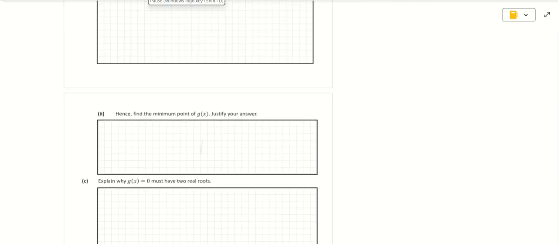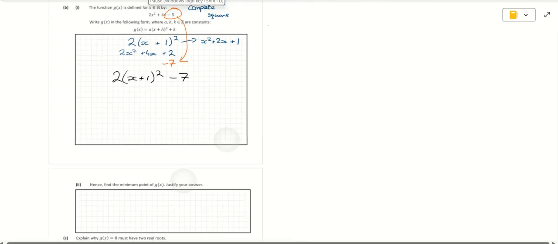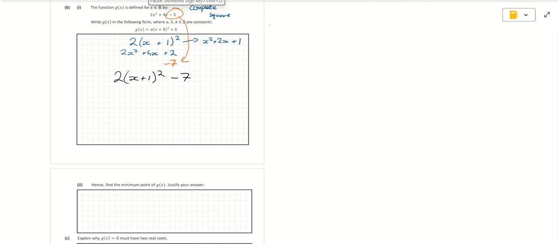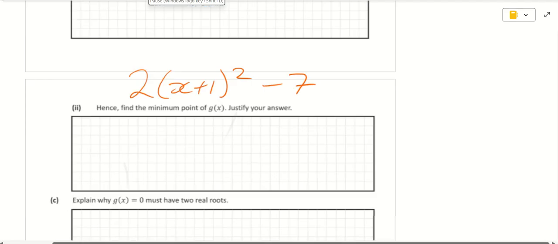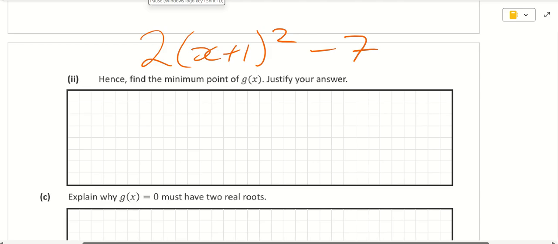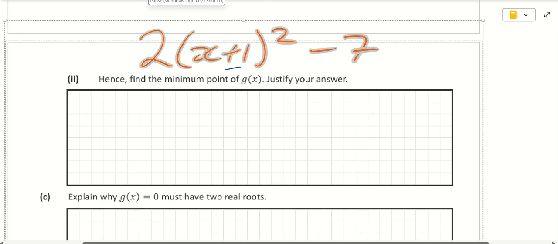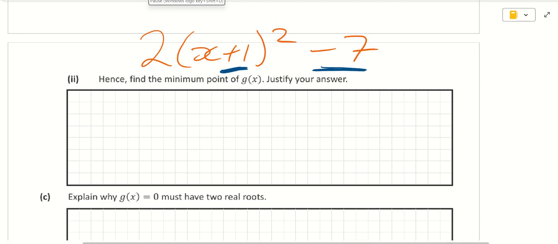Right, moving on then. Oh, hence find the minimum point. So let's just leave it there. Hopefully it's not too small for your screens. So the minimum point is going to be related to, hang on, I'll rewrite it here, 2 times x plus 1 squared minus 7. Okay, let's just zoom back in. Right, so our minimum point is going to be related to these two things here. Okay, so x plus 1 squared, that will shift things left. Now, you might think it should shift it right, but it doesn't. It shifts it left. So that means it's minus 1.